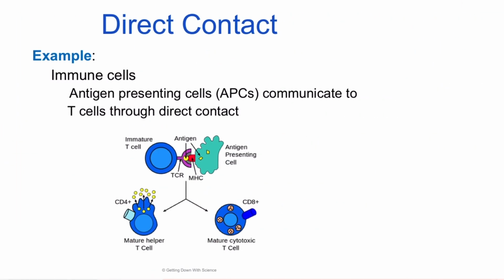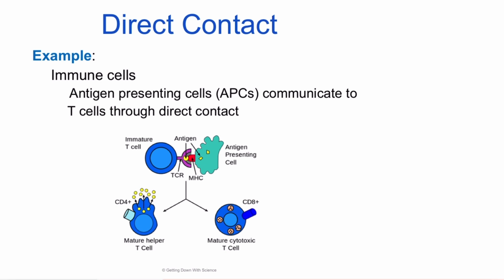An example of direct contact are going to be your immune cells. So these antigen-presenting cells are going to communicate to T cells through direct contact. If you look at the picture, you have a T cell here that is directly in contact with your antigen-presenting cell. This is direct contact because they are touching one another and they are exchanging material via a gap junction.